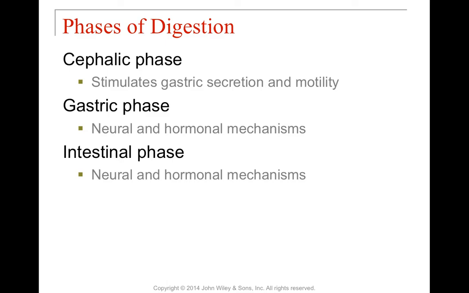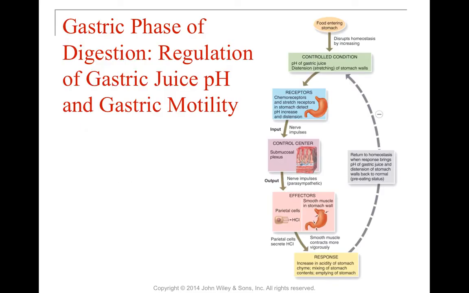All right, so how is digestion regulated? So we have three major regions. We have the cephalic phase, which is basically cephalic being head or brain, so it's going to be neuronal and helps stimulate gastric secretion and motility. We also have the gastric phase, which uses both neural and hormonal mechanisms, and the intestinal phase, which is regulated by neural and hormonal mechanisms as well.